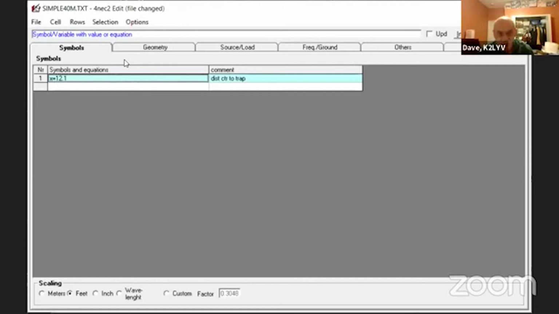Another thing, and it wasn't appropriate for here, but you can actually ask 4NEC to optimize the antenna. So for example, I could give the ends of the antenna the definition of plus or minus length, define length here, and then there's a whole optimizer where you say vary length to make the SWR minimum at 7.05. Oh.